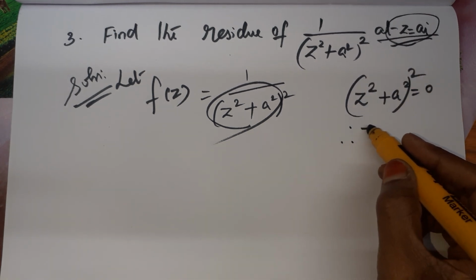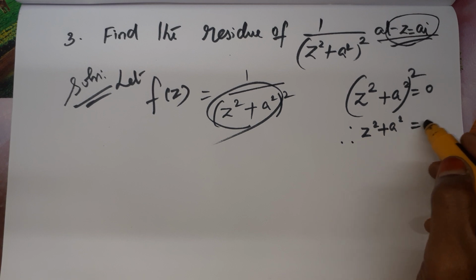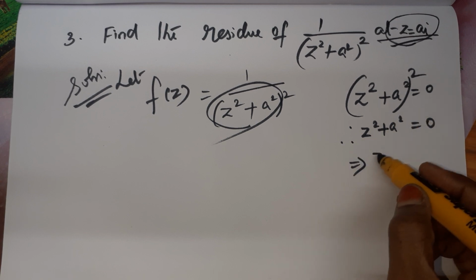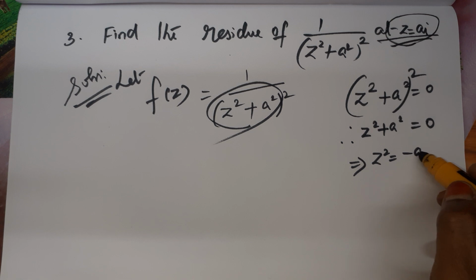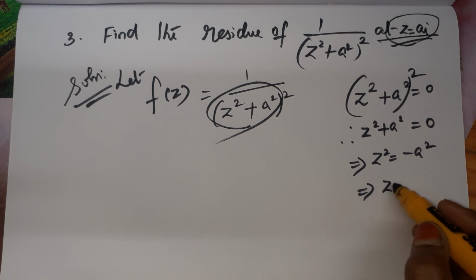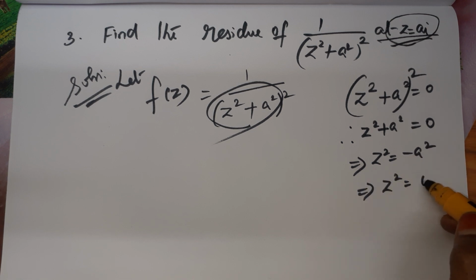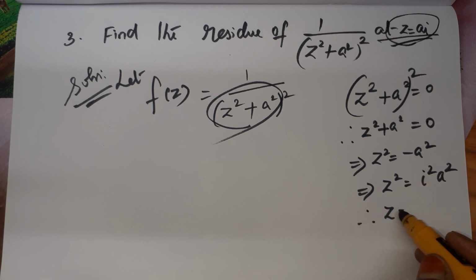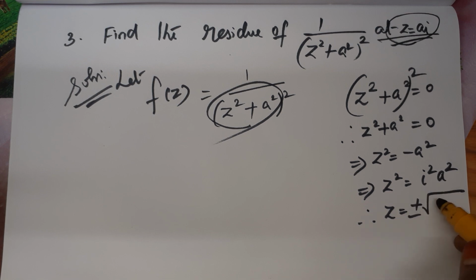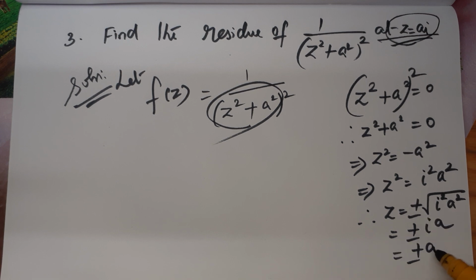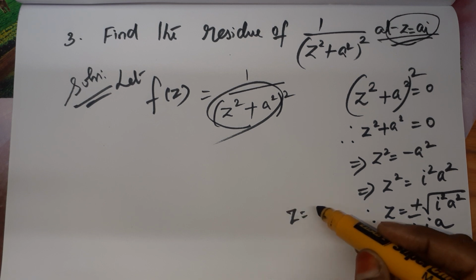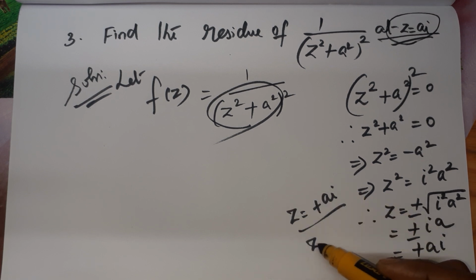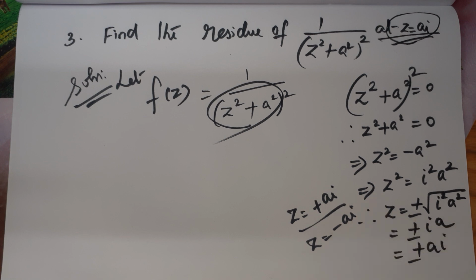So therefore z squared plus a squared equal to 0, which implies z squared equal to minus a squared. So z squared is equal to minus 1 times a squared, and we can write minus 1 as i squared. Therefore, z is equal to plus or minus root of i squared a squared, which is equal to plus or minus ia, that I can rewrite as plus or minus ai. So z is equal to plus ai, one pole, and z equal to minus ai, another pole.